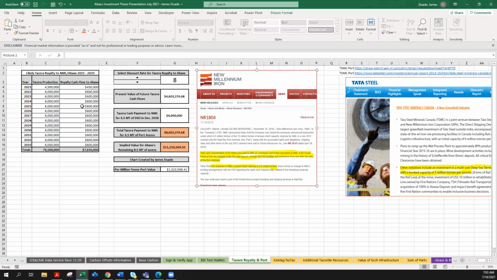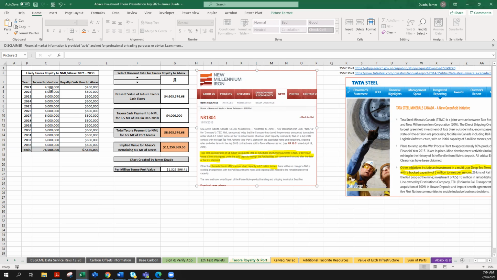So Takora came in, filled the void, and thought that they could utilize that Wabush asset. They wanted to reduce manganese, which was a sticking point. They decided to get rid of the pelletizing plant in Sept-Îles. And they bought this port access from NML, 6.5 million tons for $4 million. Plus they gave NML, which was then gifted to Abaxx through the RTO, a 10-cent per ton royalty through the end of the port contract, which is in 2033.